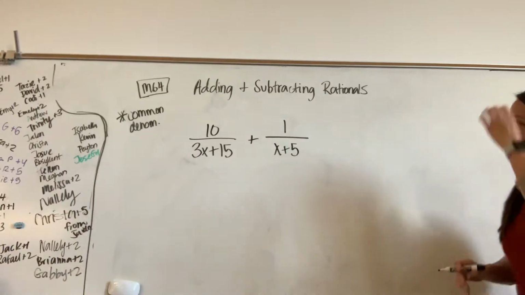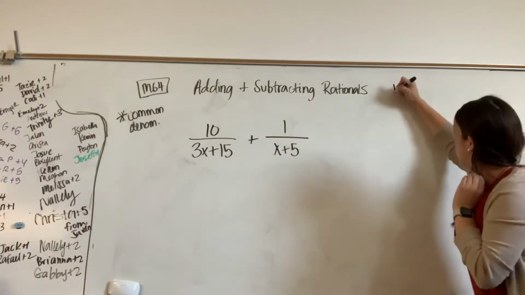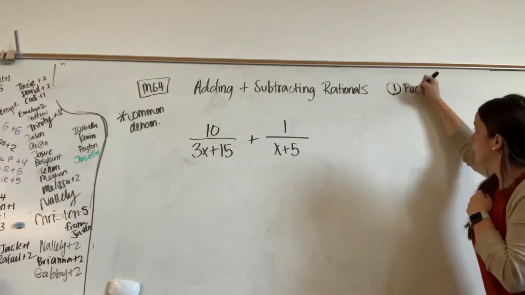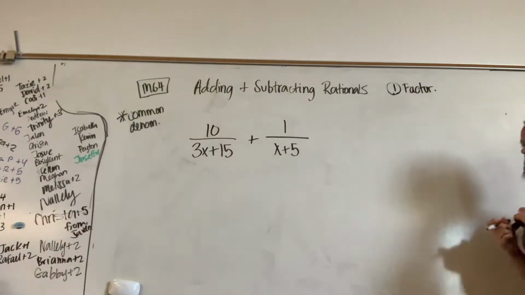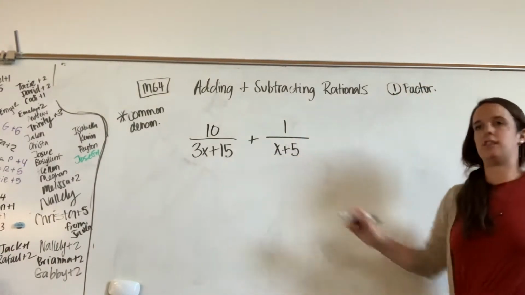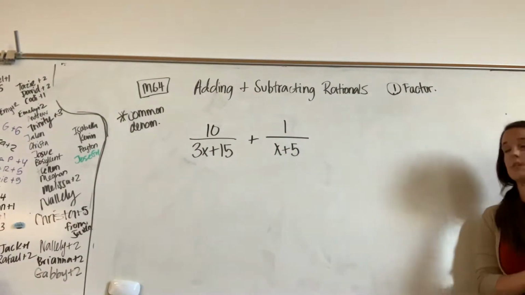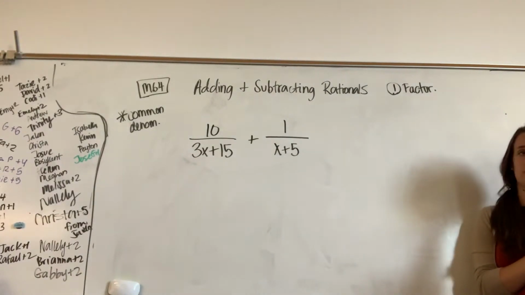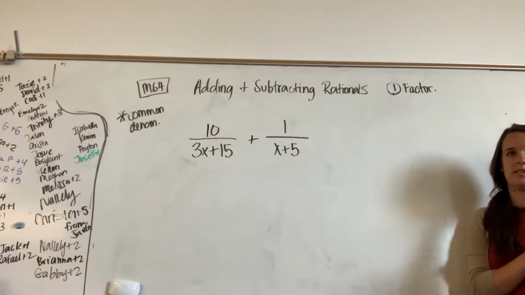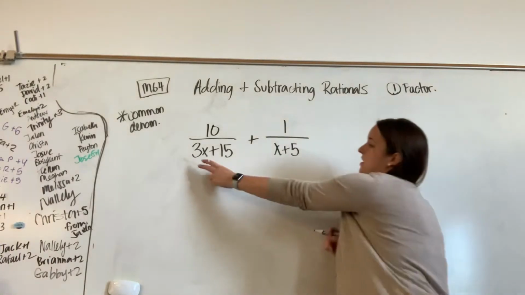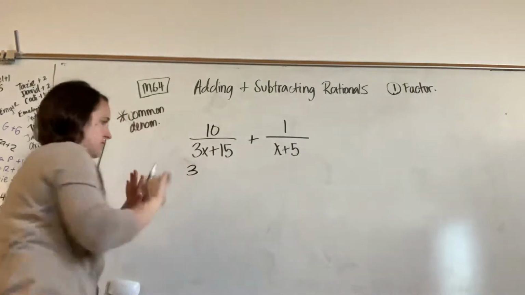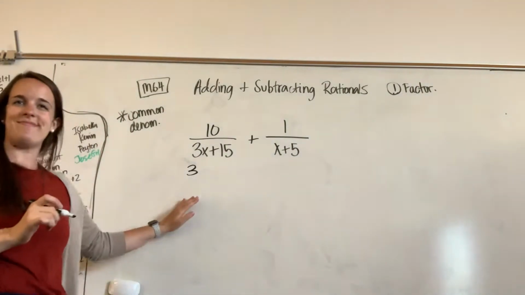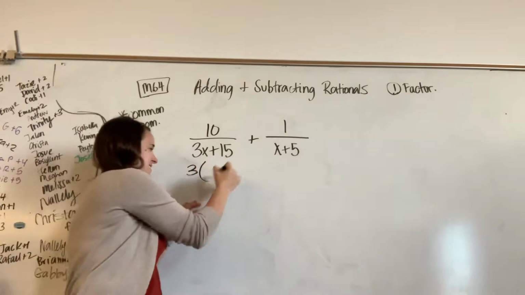So, first step always is factoring. We always want to see what we've got. Is there anything that can be factored here? Yes. 3x plus 15, he means. Okay, 3x plus 15. What can we factor here? Just a 3. Take the 3 outside of the parentheses, and then on the inside you put x plus 5.